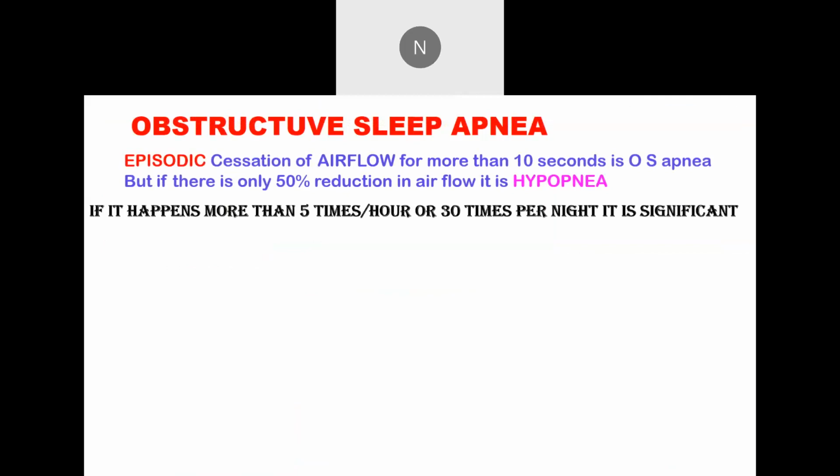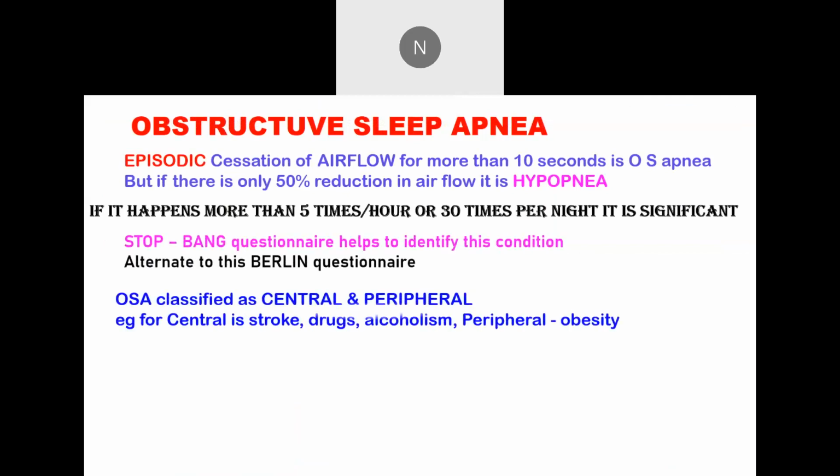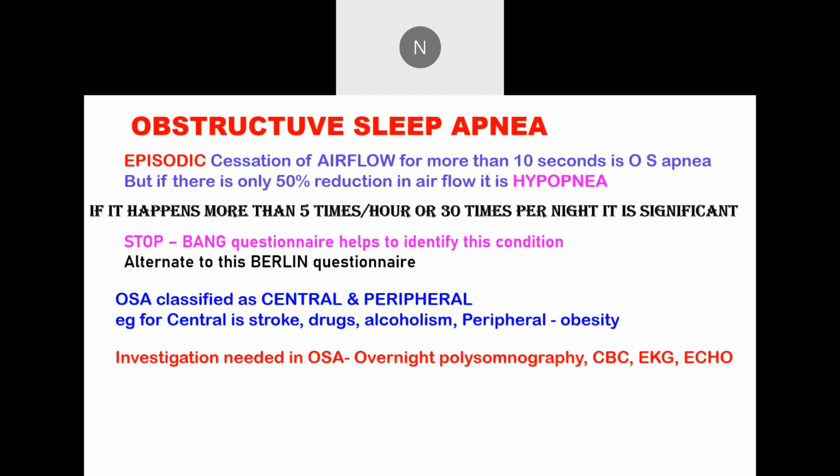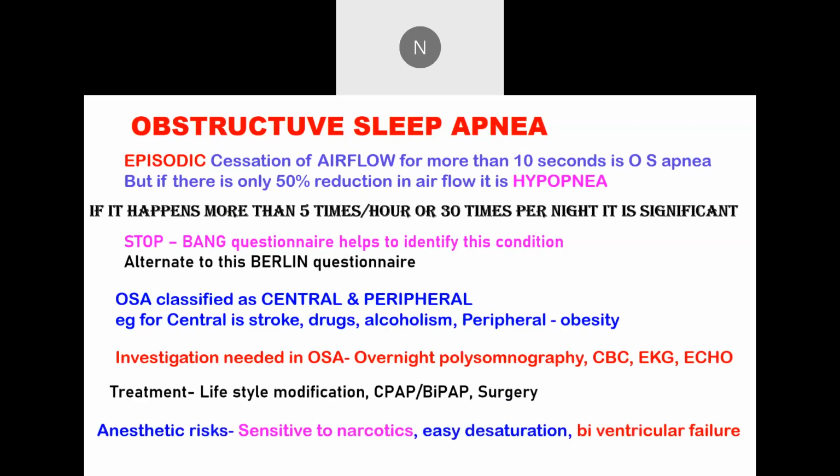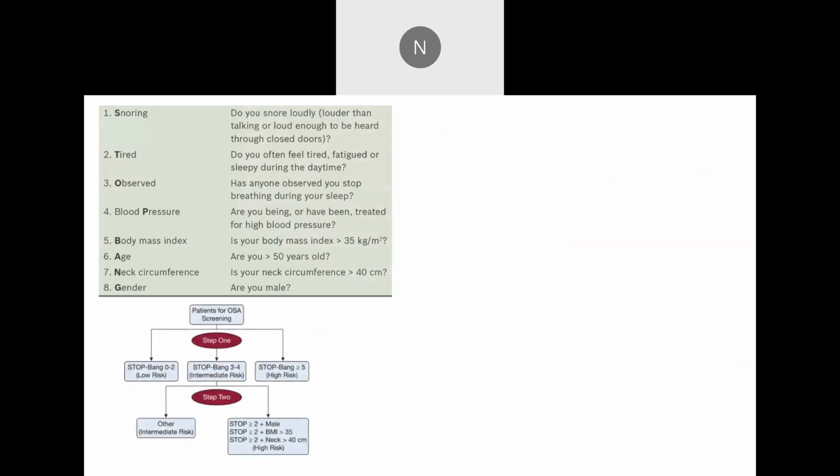And you must know all about obstructive sleep apnea. It's an episodic cessation of airflow for more than 10 seconds, which leads to a decrease in saturation. More than 5 times an hour or 30 times per night is considered risky. And the STOP-Bang questionnaire, and the alternative, the Berlin questionnaire, are things they may ask you. So the classification between central and peripheral OSA, the investigations, what you do, and what the treatment is: lifestyle modification, CPAP, BiPAP. They are sensitive to narcotics and desaturation, and long term they go into biventricular failure because of the increase in the pulmonary pressure. Right ventricle also fails. So this is the STOP-Bang questionnaire which we all discussed.